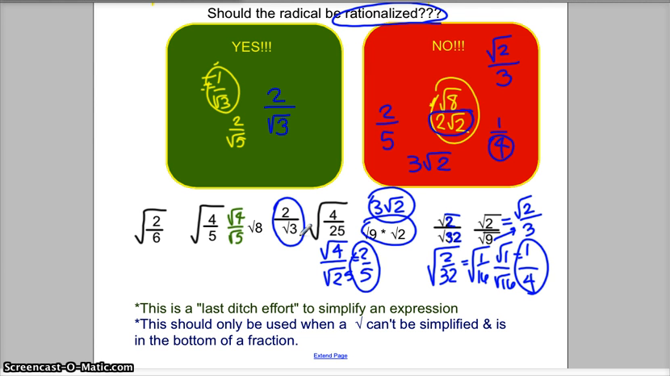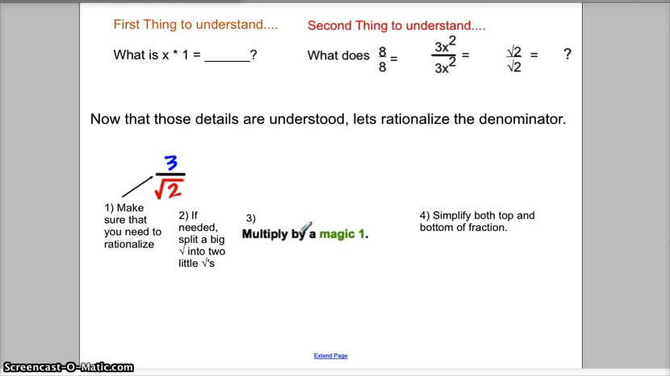I do not want you to think that the process I'm about to show you needs to happen all of the time. This is, again, a last-ditch effort. When you realize you can't simplify, multiply, or divide, and you look at a problem and you still have the square root on the bottom, then you will go through the process I'm about to show you.